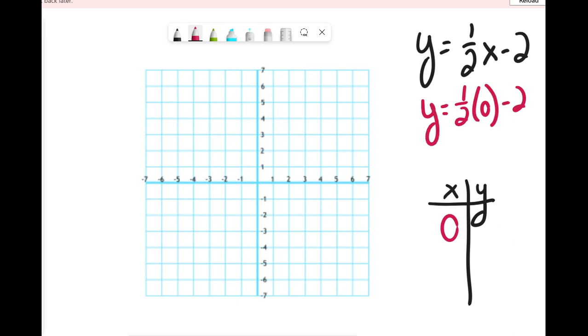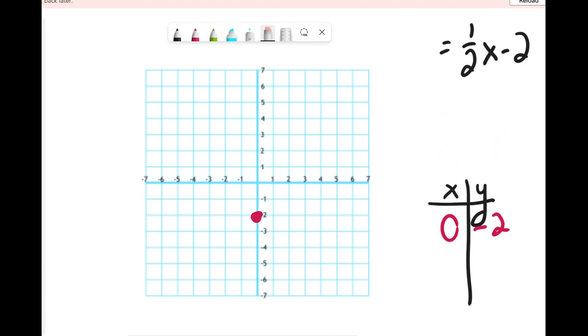So order of operations says I have to do multiplication first. So 1/2 times 0 is 0. And then 0 minus 2 is negative 2. And so I'm going to plug in a negative 2, and my first point would be 0, negative 2. Okay. Second one. Let's plug in a positive 2.